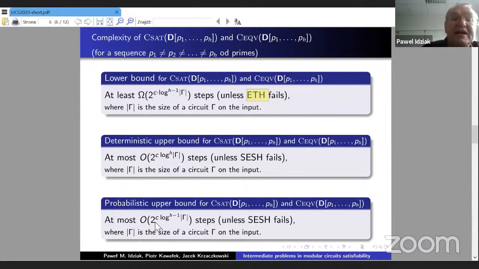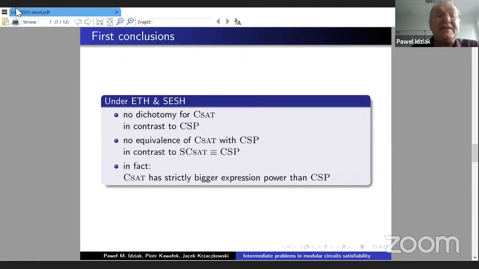And in the case of a probabilistic algorithm, we even match the exponent, though not for the deterministic one. The conclusion is that, under those two hypotheses, there is no dichotomy for circuit satisfiability, which stands in big contrast to CSP. Therefore, there is no equivalence, which I started with at the very beginning. Again, in contrast, a system of equations is equivalent to CSP. And in fact, because we have a one-way translation, circuit satisfiability has strictly bigger expressive power than CSP. Thank you.